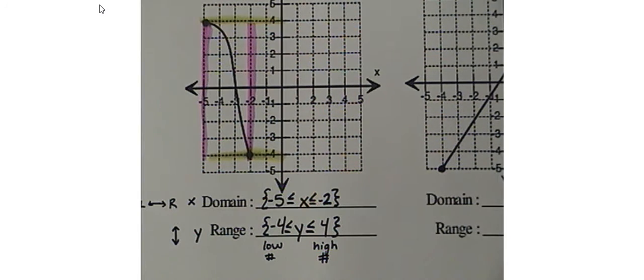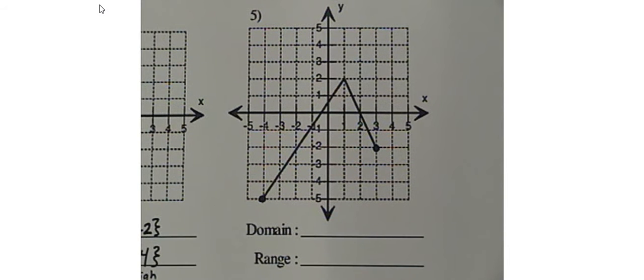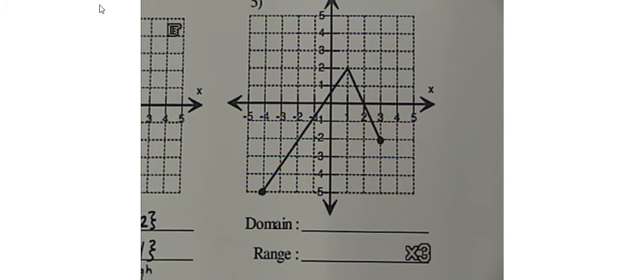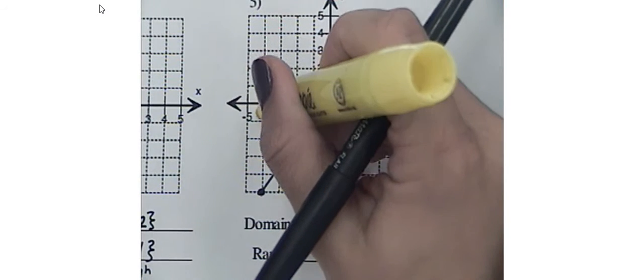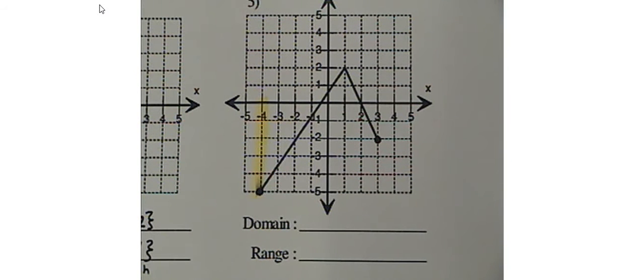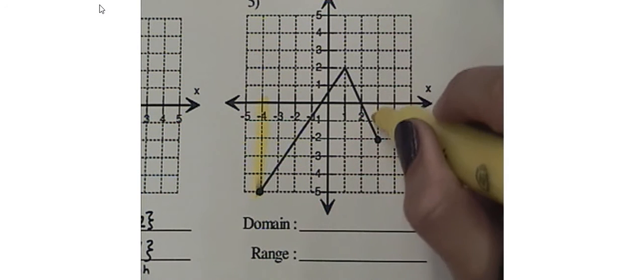All right, the next question. Let's look at this one for domain and range. Again, domain is our x values. We're going to look from left to right where our line is graphed. So if I look for this left, here's where my graph starts. And if I scan my graph all the way to the right, it ends right here.